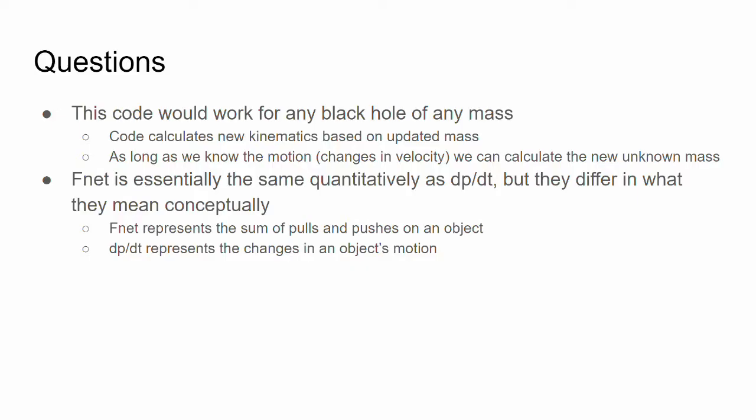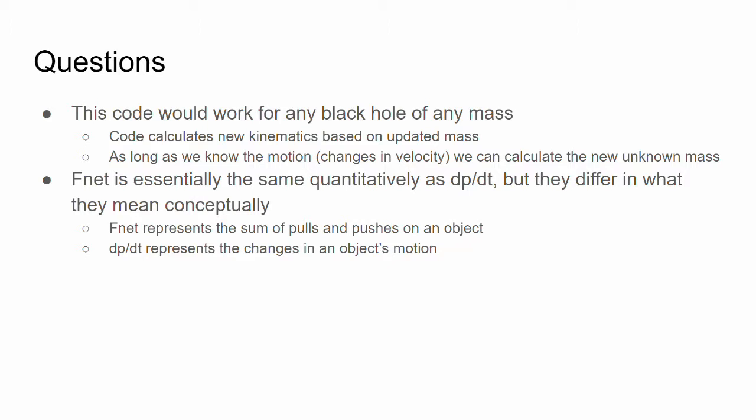So going into the questions we were asked to answer, one of the first questions was, would this code work for a different black hole, and would we be able to tell a difference in the motion? I'm under the assumption that the only thing changing here is the mass of the black hole, and this would cause new kinematics for the star. But since the only thing changing is the mass, and the mass wasn't a factor in the calculations of my code, we would be able to tell the difference, and we could calculate a new mass.